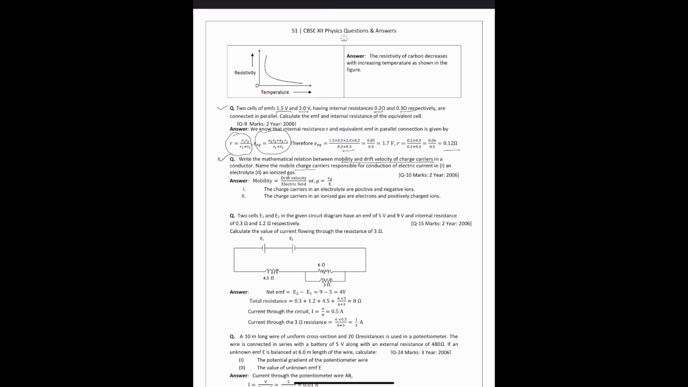Name of the mobile charge carrier responsible for the conduction of electric current in an electrolyte and ionized gas. Mobility is Vd by E, and the charge carriers in an electrolyte are positive and negative ions, because in an electrolyte we have a cathode and an anode. The cathode is connected with the negative terminal, the anode is the positive terminal.